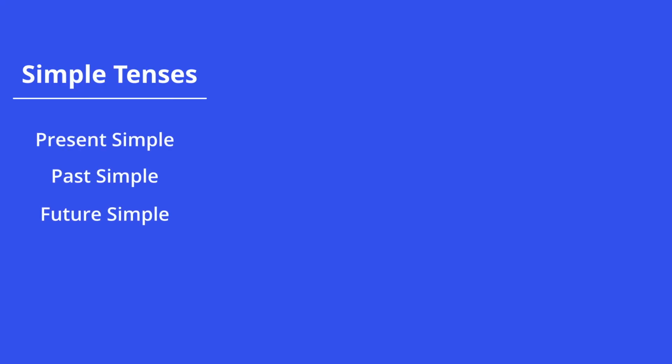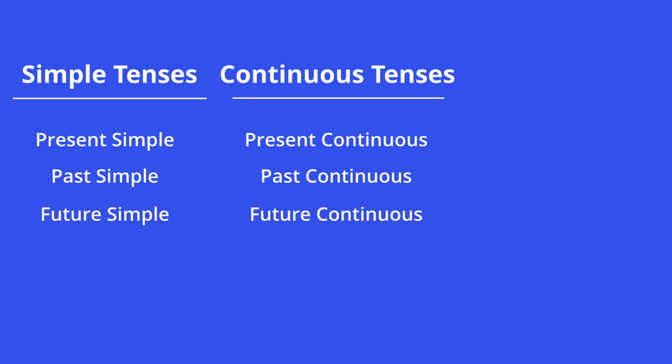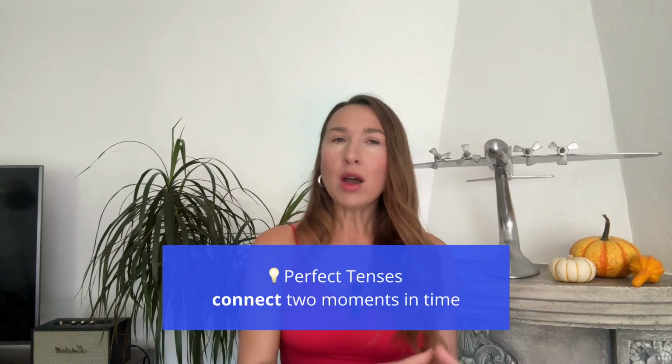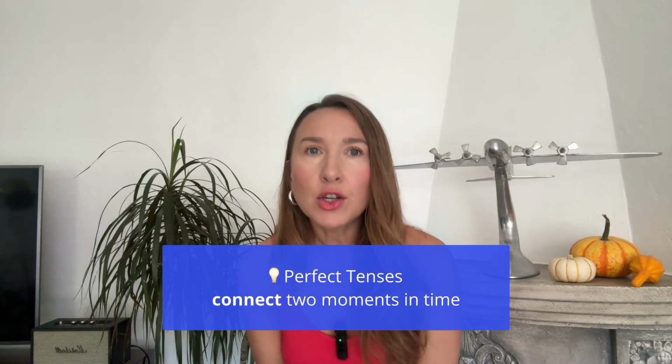Well, in general, there are 3 main groups of tenses in English. Simple shows when something happens. Continuous shows the activity, the process. And perfect shows the connection between different times. And that means perfect tenses tell us that one time affects another time.